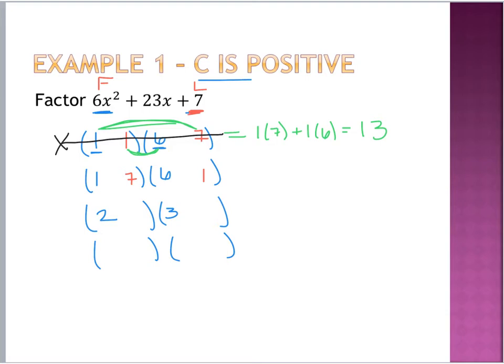So now I'm going to go ahead and do the same thing for this next one. I'm going to try my outside terms, which is 1 times 1, and I'm going to add that to the product of my inside terms, which is 7 times 6. So this is going to give me 1 plus 42, which gives me 43. So in this case, this again is not going to work, and that's fine.